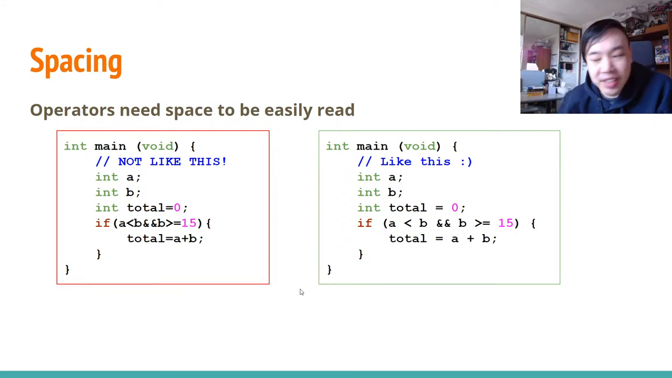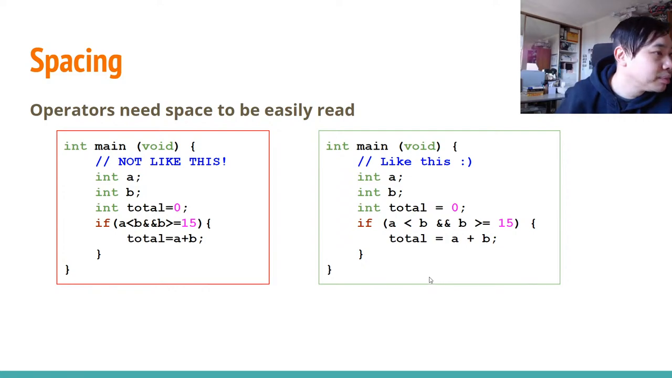Spacing, we had a quick look at this as well. This is very difficult to read. Because there's no space between the operators, it's hard to tell for sure whether B and something are connected together. It nearly looks like B and B are inside these angle brackets and it's its own component or something like that, as opposed to here, where we can see more clearly the variables are separated from the operators, so it's a little bit easier to read like that.